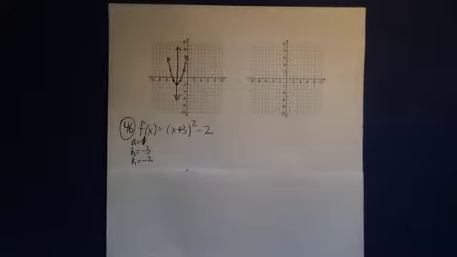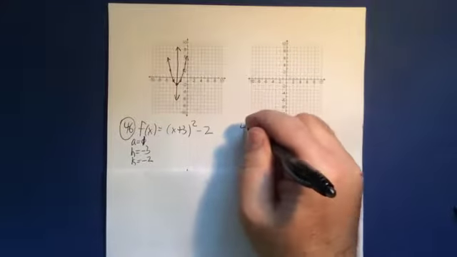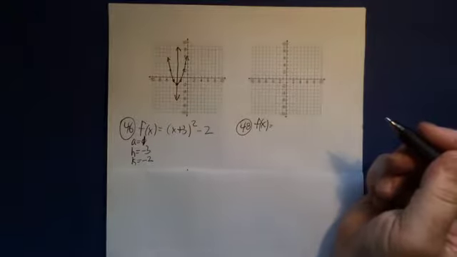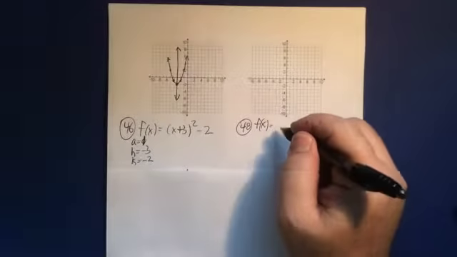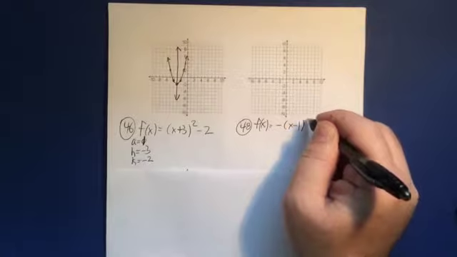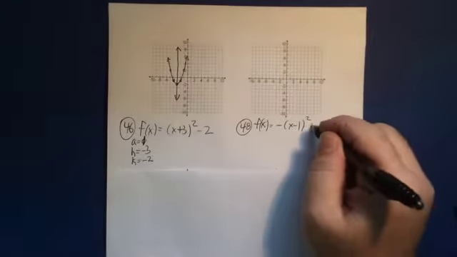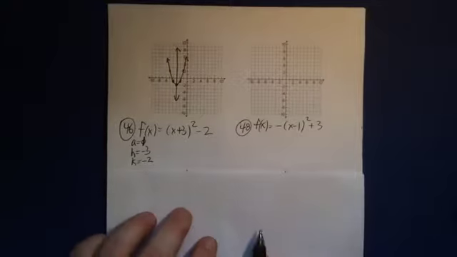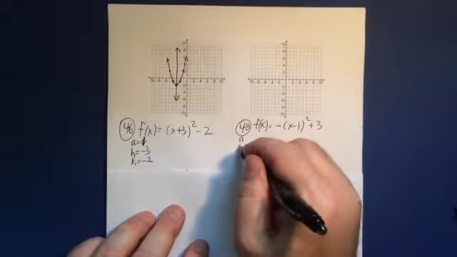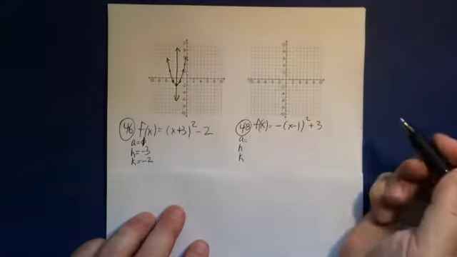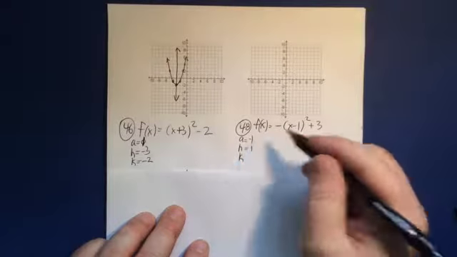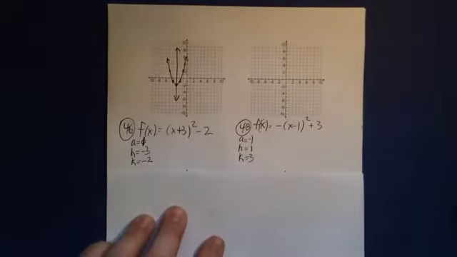Let's take a look at another problem that has a negative value of a now. So we're just going to take a look at 48. It's going to be f of x equals negative the quantity of x minus 1 squared plus 3. So here again, we're going to establish our values of a, h, and k. A is negative 1 now because of the negative in front. H is equal to 1. K is equal to 3.